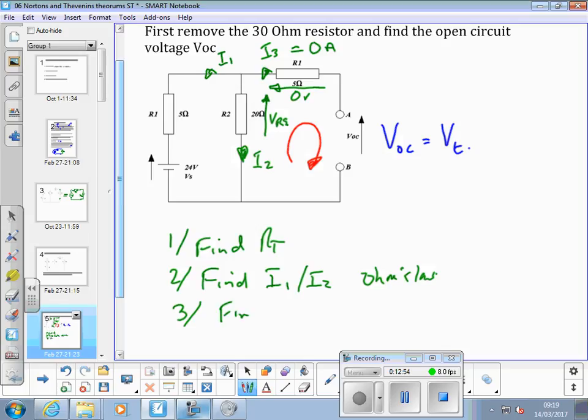I always said you can find VR2. How does that help us find VOC? How do we deal with Kirchhoff voltage law loops? Remember them back to science. You did something with the arrows.